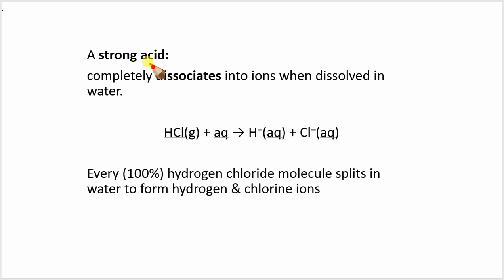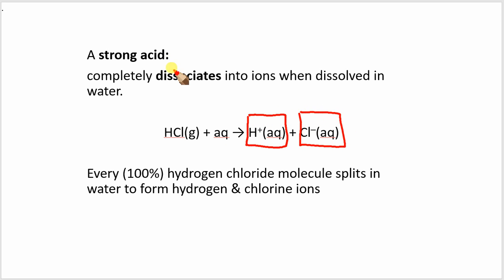So here we are, definition of a strong acid. We're saying that this acid molecule completely dissociates or splits into ions when dissolved in water. And here we've got an equation representing that. You've got hydrogen chloride as a gas dissolving into water, aq representing water. And we can see that that molecule is splitting into hydrogen ions and also chloride ions.